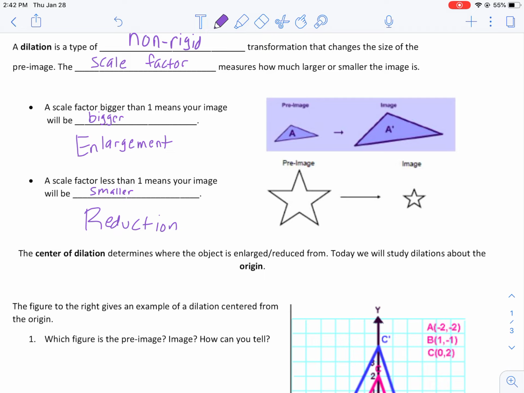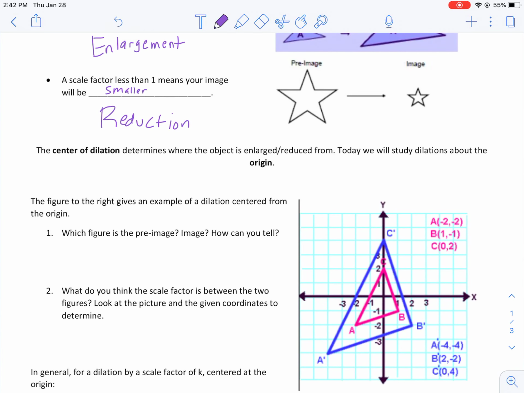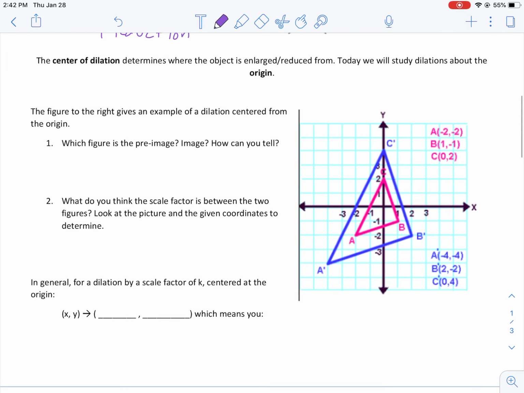So you also learn about the center of dilations, all right? We're always gonna be looking at dilations centered at the origin for this class, just because that's a little bit easier to do. So we're gonna go through a couple questions here. So question 1, which figure is the pre-image and which is the image, okay? And how can you tell?